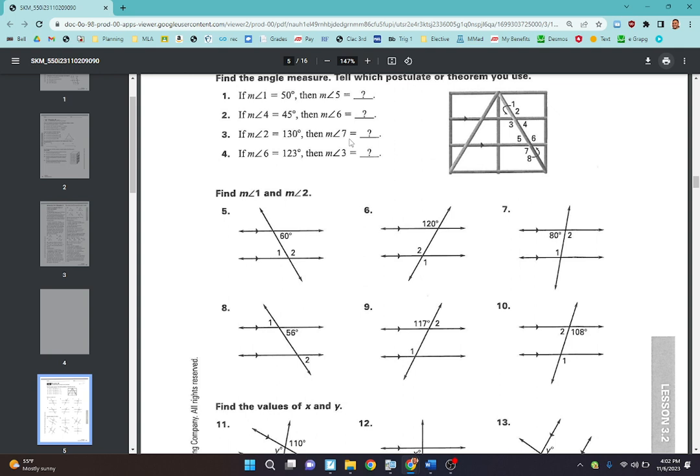What if they're consecutive? That's supplementary, so they have to add up to 180. Like 4 and 6 would be supplementary, the consecutive interior. Or 2 and 8 would be supplementary because that's consecutive exterior. All right. Just to make sure, any more questions on 3.2?